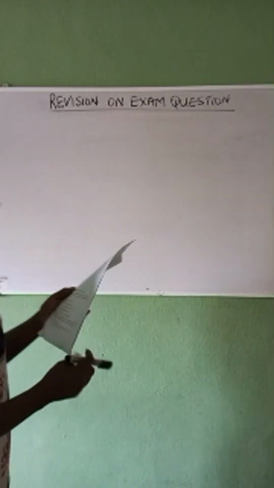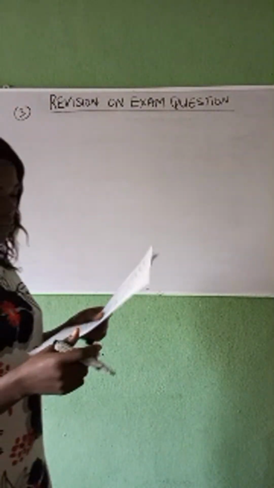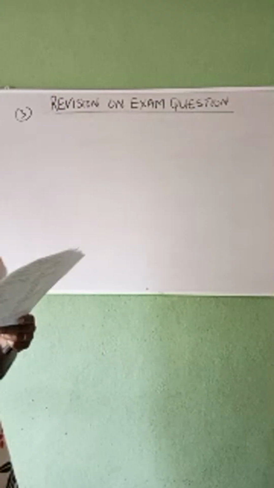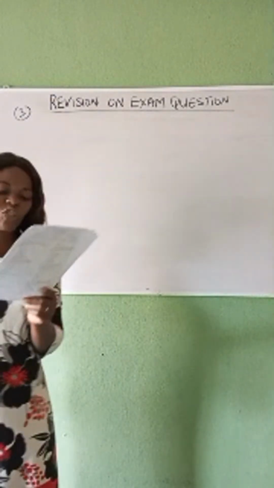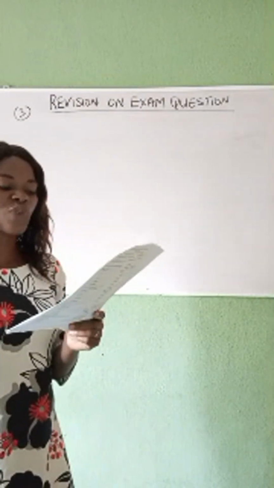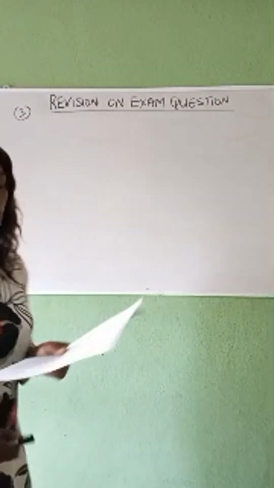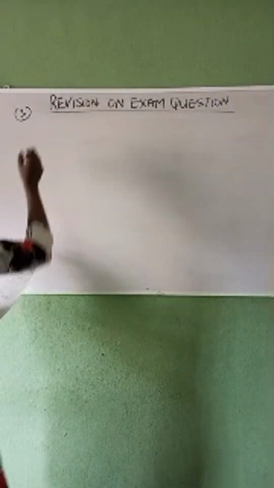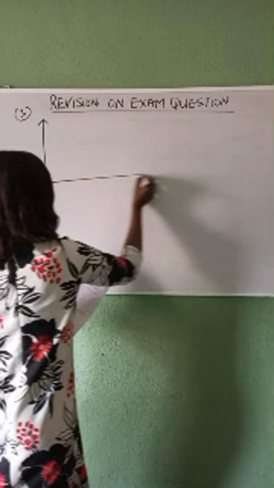This is question 3 in your exam. It says, a car starts from rest and accelerates uniformly for 5 seconds until it attains a velocity of 30 meters per second. It then travels with uniform velocity for 15 seconds before decelerating uniformly to rest in 10 seconds. Sketch a graph of the motion. All right, so the first step is to sketch the graph. Now, this is a velocity time graph.